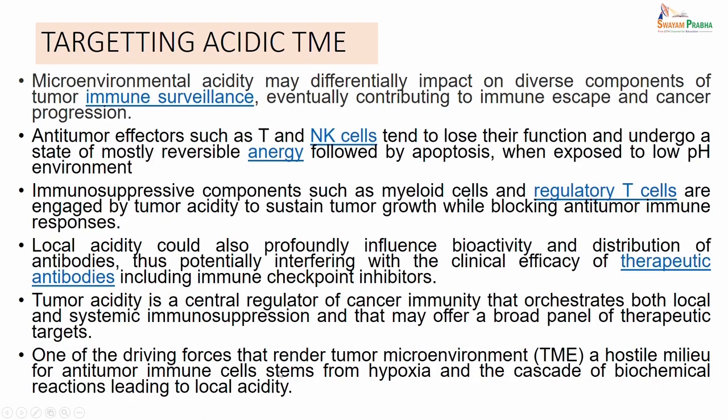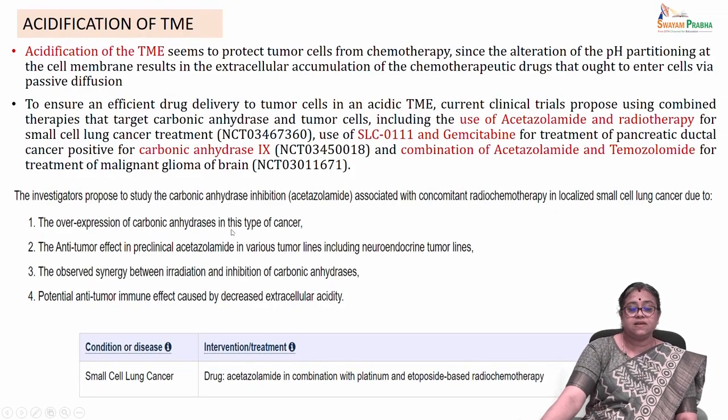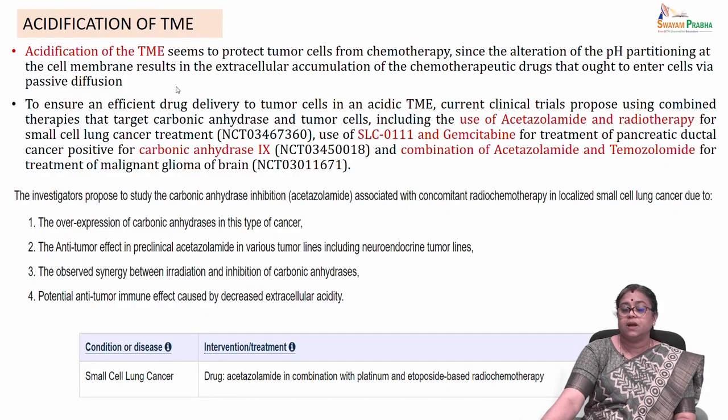One of the driving forces that renders the tumor microenvironment a hostile milieu for the anti-tumor immune cells is hypoxia and a cascade of biochemical reactions leading to local acidity. So this local acidity is creating a very hostile milieu for the anti-tumor immune cells. Now, how can we get rid of this acidification? The acidification of the tumor microenvironment seems to protect the cells from chemotherapy, due to an alteration of pH partitioning at the cell membrane, which results in an extracellular accumulation of the chemotherapeutic drugs. These drugs, due to the acidification, will not be able to enter into the cells via passive diffusion.